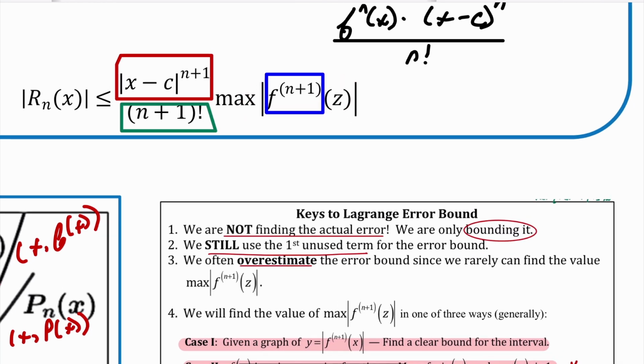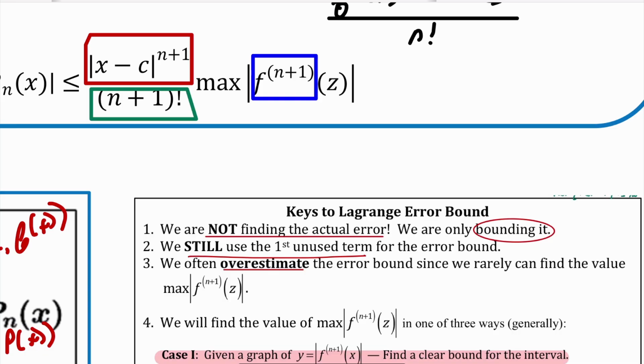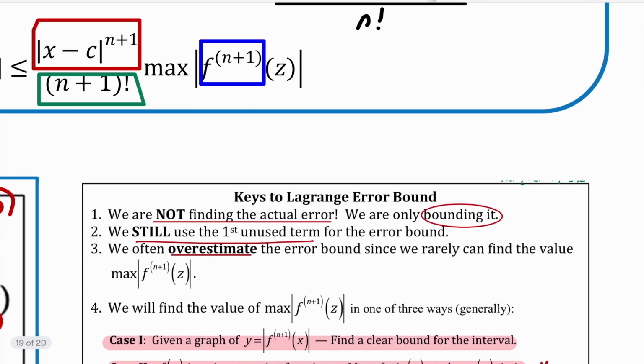Now, what is this guy? This is the next derivative, but it's not with an x inside. It is with a number z inside. Now, what is z? Z is the value, the number, in the interval c to x. That will make this the greatest, the largest. So that's why they call it the max. The value in between c and x that will make the derivative a maximum size.